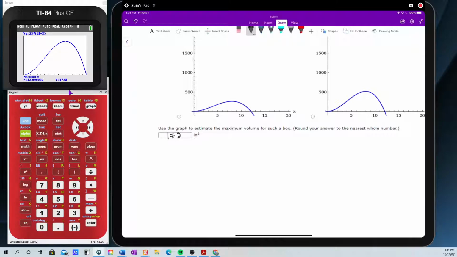It's not asking for the second part, but just for your information, the maximum volume happens when my x value, which is the length of the side, is equal to 12 inches. And we know x is the length of the side of the base.